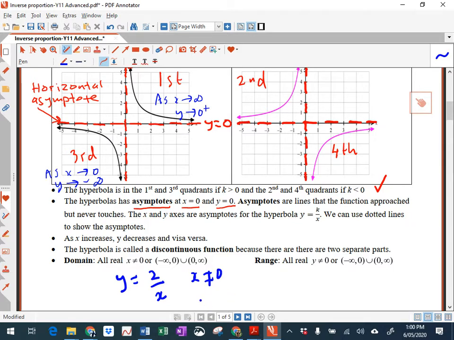And the other thing is I could rearrange this function. So y equals 2 over x, I could rearrange it to xy equals 2, and I could rearrange that to x equals 2 over y. Okay, and straight away you can see that we can't have y being 0. So y can't be 0 because then I have division by 0 again. So that's another way of thinking about why x equals 0 and y equals 0 are not allowed.